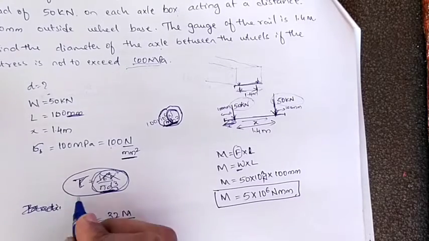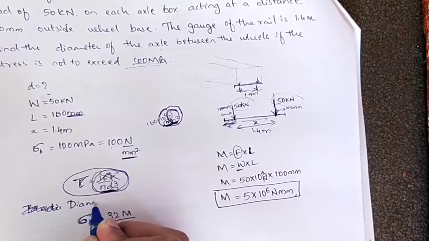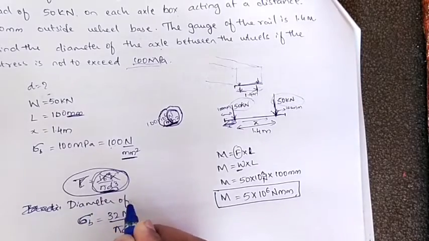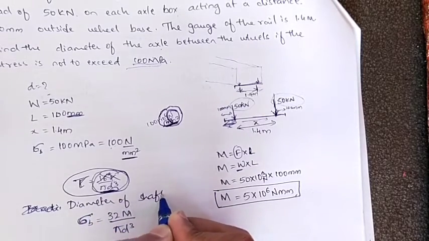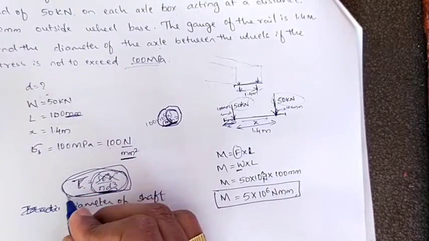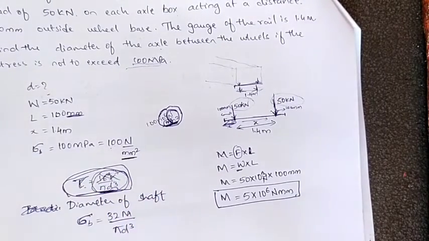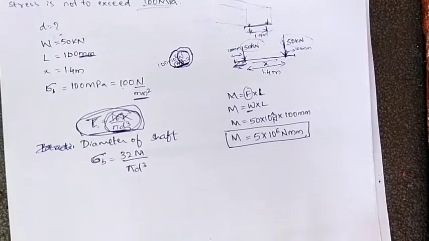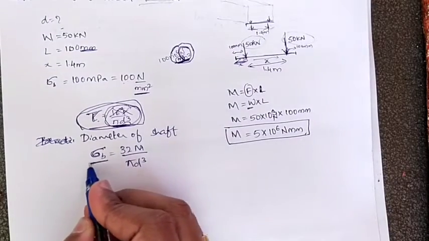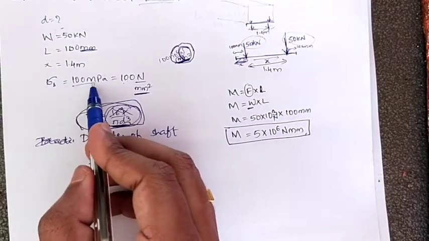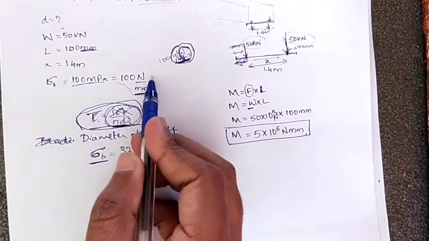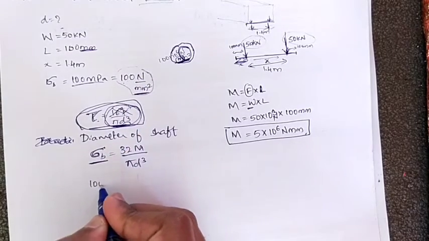Or else, what are you finding? You are finding the diameter. So the diameter of the shaft is given by this equation. Instead of this 16T by pi d cube, you should use 32m by pi d cube. Now go on substituting. Sigma b is given how much? Sigma b is given as 100 megapascal. So we have taken 100 Newton per mm square.